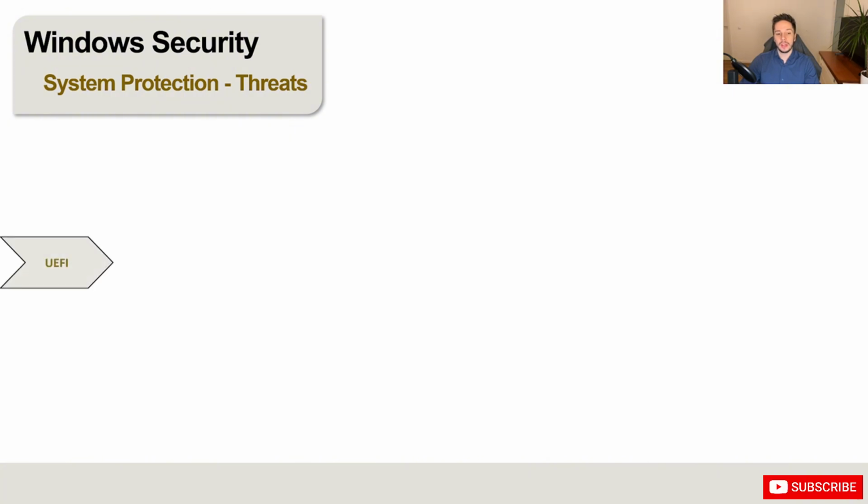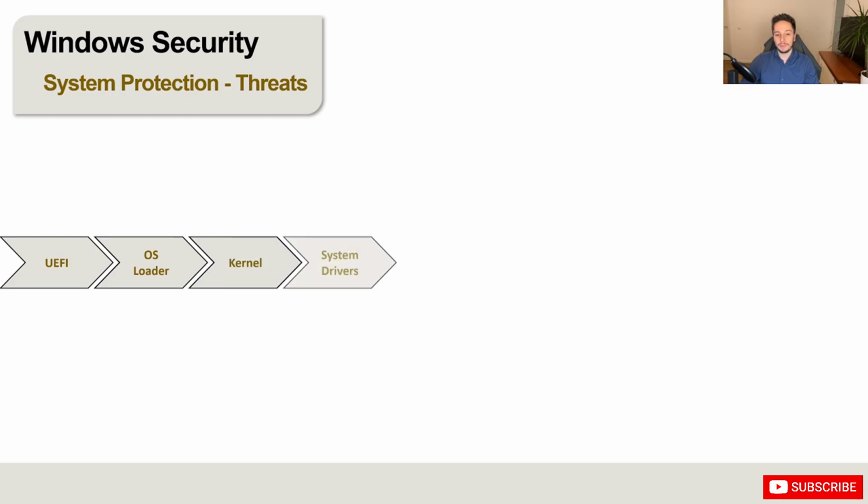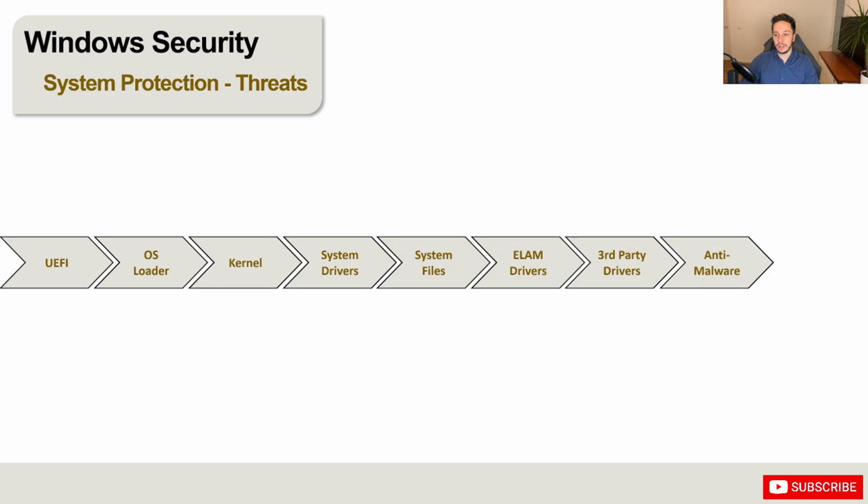When you start your computer, the first thing that loads up is UEFI or BIOS. Nowadays, of course, you should be using UEFI because of some security features that are available there. Then the Windows 10 operating system loader loads up. Then the kernel mode of the operating system, system drivers, some system files, early launch anti-malware drivers, third-party drivers, anti-malware, and Windows sign-in. Those are the phases, or let's say components, that take place in that specific process.